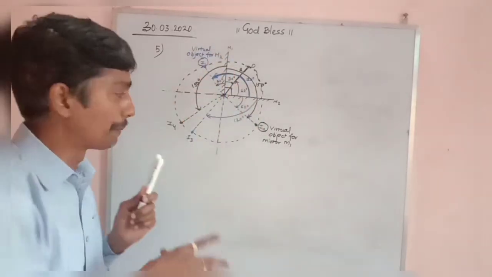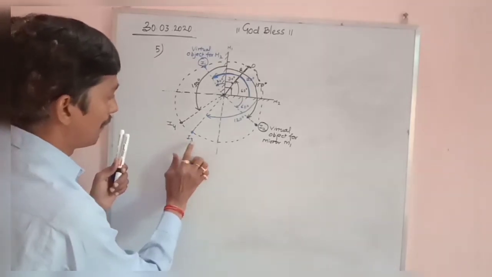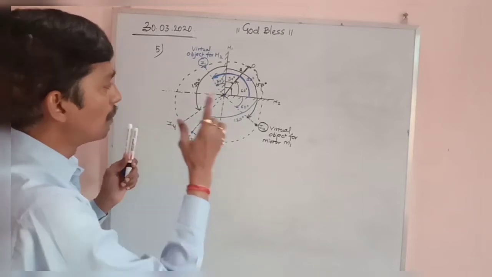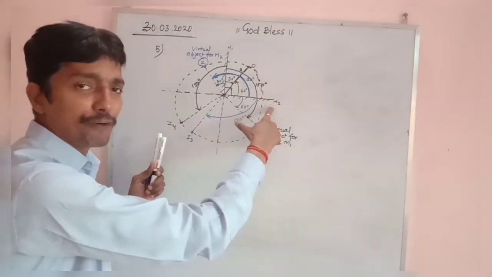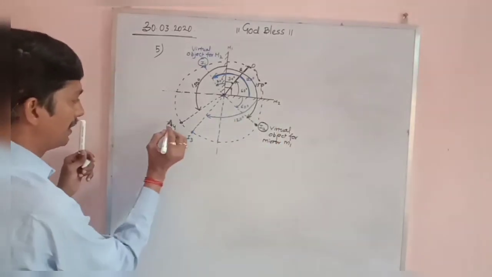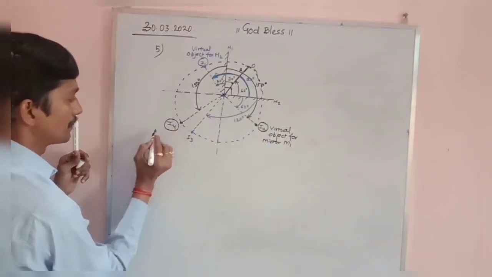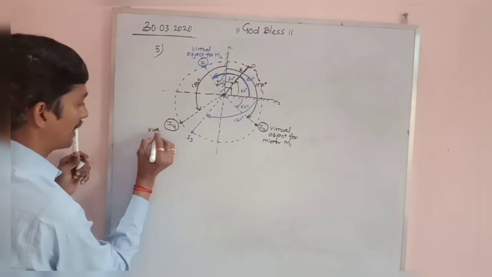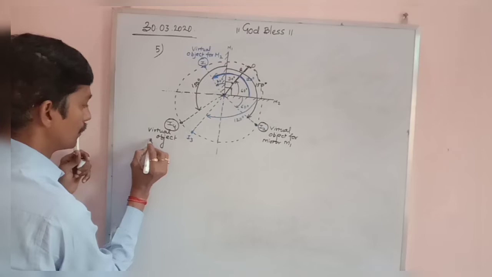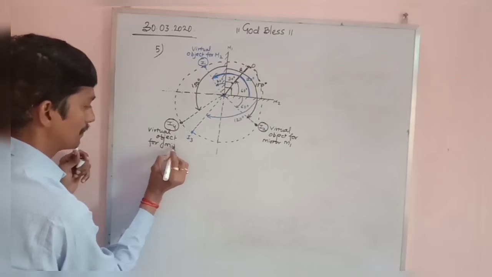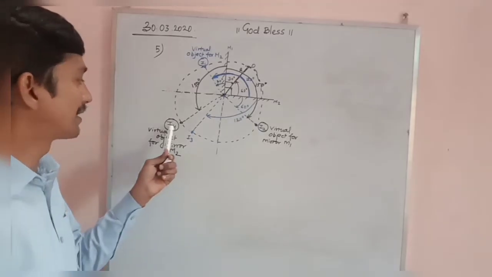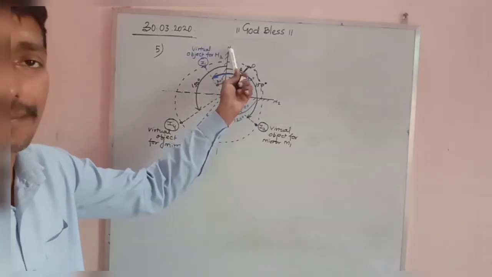Now come to I3 and I4. First, you come to I4. Now, I4 is how much angle from mirror M2? Try to understand, because I4 is the virtual object for mirror M2. Why? Because this image was formed by M1.